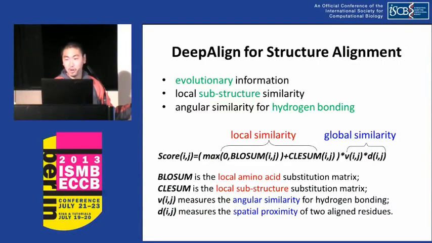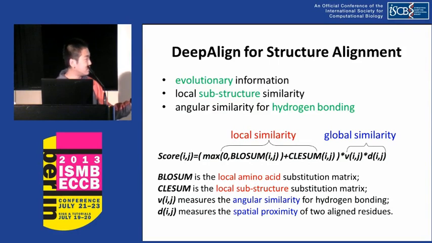The DeepAlign scoring function consists of two parts. The first is the local similarity, while the second is the global similarity. The first, local similarity, is an incorporation of the BLOSUM matrix as well as the Clesum matrix. The BLOSUM matrix describes the evolutionary information among the two input proteins, while the Clesum matrix describes the local substructural similarities described in conformational letters.